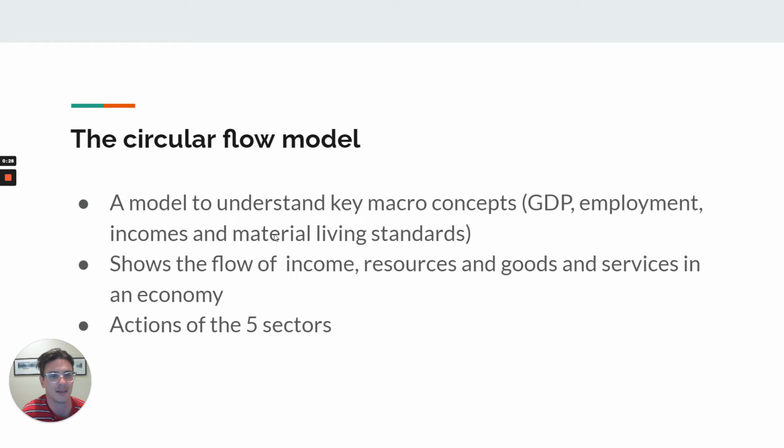It's going to help us understand some key macroeconomic concepts like GDP, where demand for jobs or demand for labour comes from, and therefore our material living standards, which we talked about in the other video. It shows us the flow of income between different sectors, how resources move around an economy, and the actions of those 5 sectors I just mentioned. So let's go through this step by step.